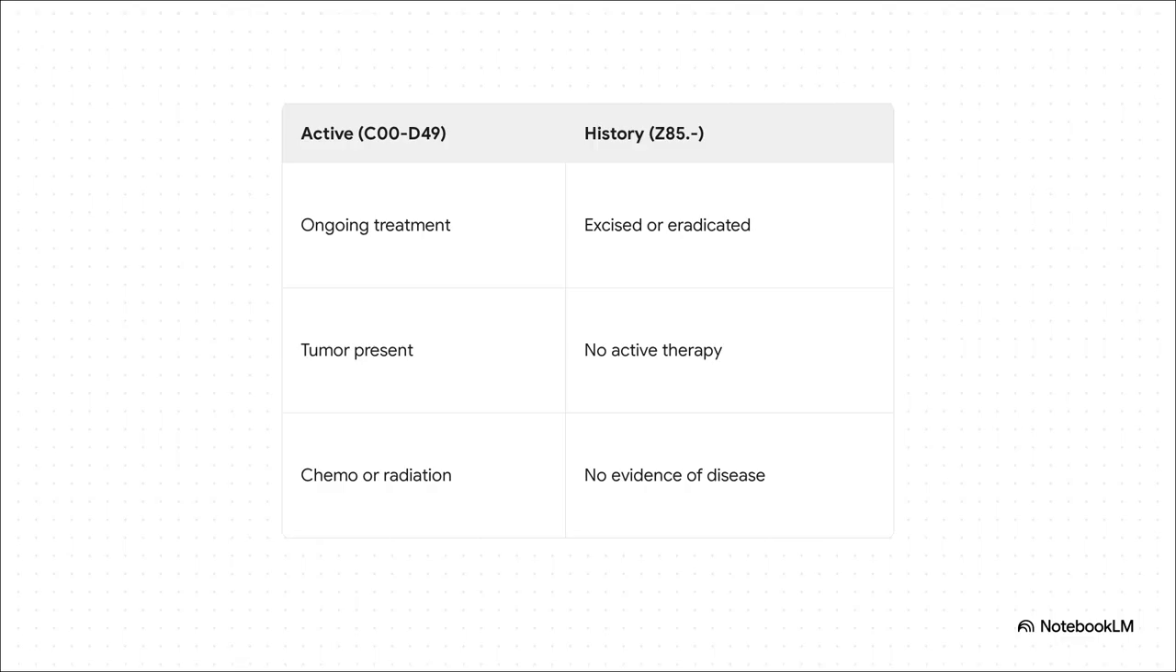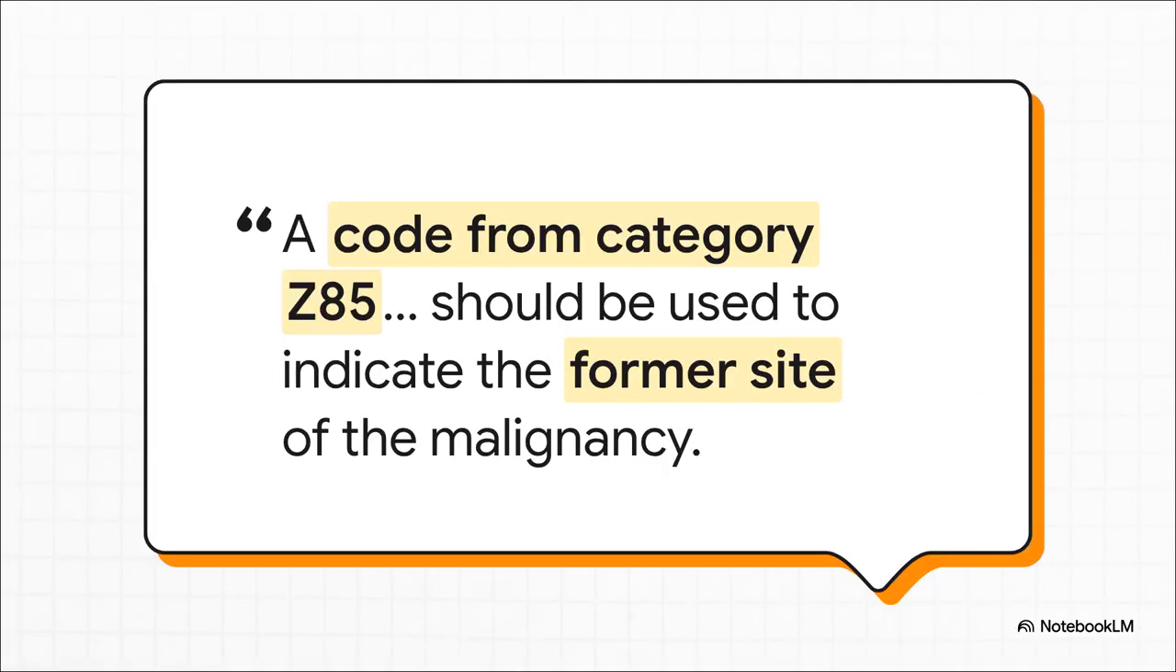It remains active. But look at the right side. If the tumor has been completely excised or eradicated, there's no further active therapy, and the scans show absolutely zero evidence of remaining disease, you have officially crossed the boundary. And the guidelines do not leave this open to interpretation. As this exact CMS directive states, once those criteria are met, eradicated, no further treatment, no evidence of disease, you are strictly forbidden from using an active cancer code. You absolutely must use a personal history of malignant neoplasm code from category Z85.